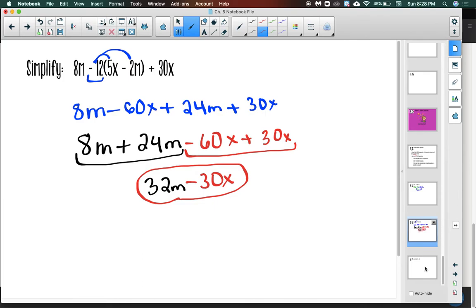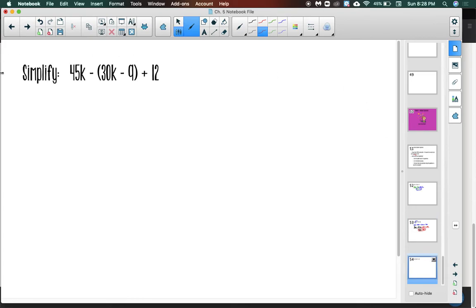I've got one more for you. It's going to be a quick one. Simplify 45k minus the quantity of 30k minus 9 plus 12. This one looks like you can just drop those parentheses, no sweat, but we cannot do that. We have to follow the order of operations. So let's see if we can solve the problem inside first. 30k minus 9. I don't have like terms, so I cannot solve that problem.